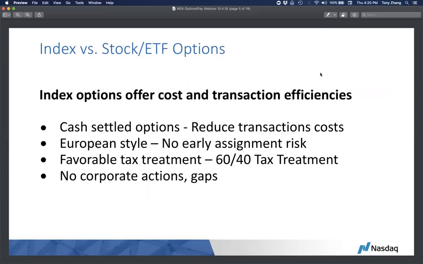Now, for those of you that have traded index options, or for those of you that have traded stock or ETF options and maybe have never traded index options, we really want to talk a little bit about what the benefits of trading index options are. Before I get into that, for those of you that have traded index options, can you please type index into the chat window of the webinar? And for those of you that have only traded stock or ETF options, just type ETF into the chat window, just so I get a feel for the audience here in the room.